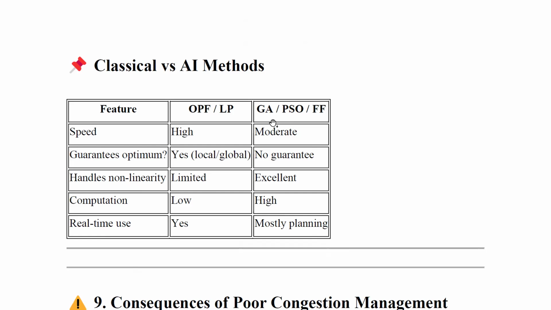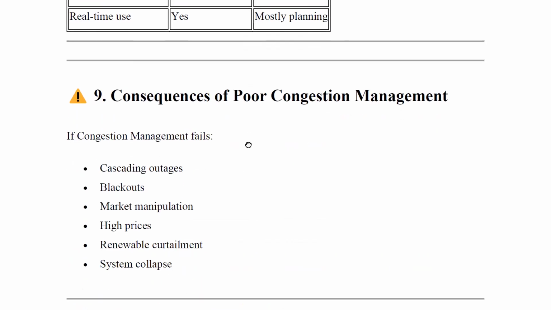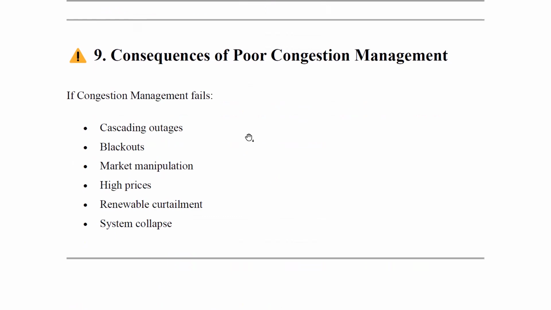In GA, PSO, and the Firefly method, non-linearity handling is excellent. Computation cost is lower, but computation time will be high. Next, real-time use: the classical optimization method is mostly used. For GA, PSO, Firefly, and artificial bee colony based algorithms, they are mostly used for planning only.